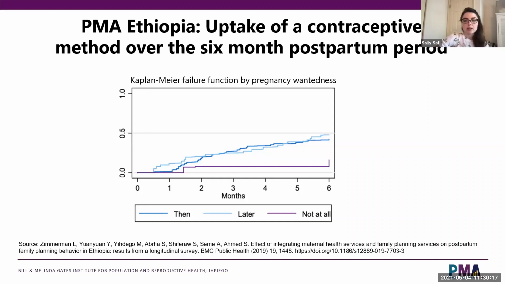And we generated the Kaplan-Meier failure function of contraceptive uptake. And you can see that we're looking at contraceptive uptake by the pregnancy wantedness, so the pregnancy that the woman just had, whether she wanted it then, later, or not at all. And you can see differences in contraceptive uptake in that postpartum period. So we just have time for a tiny little taste of what you can do with the longitudinal data, but more to come next year, hopefully at our next event.